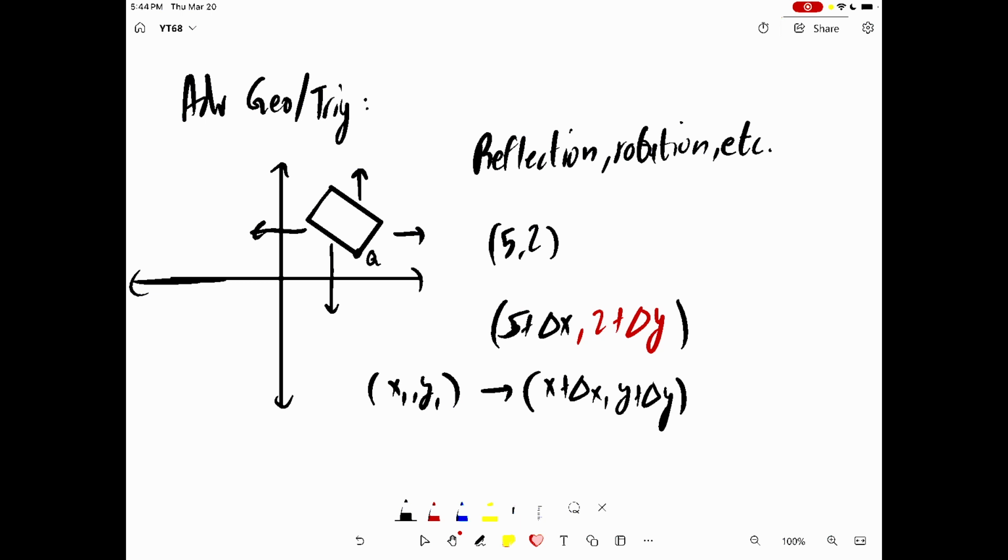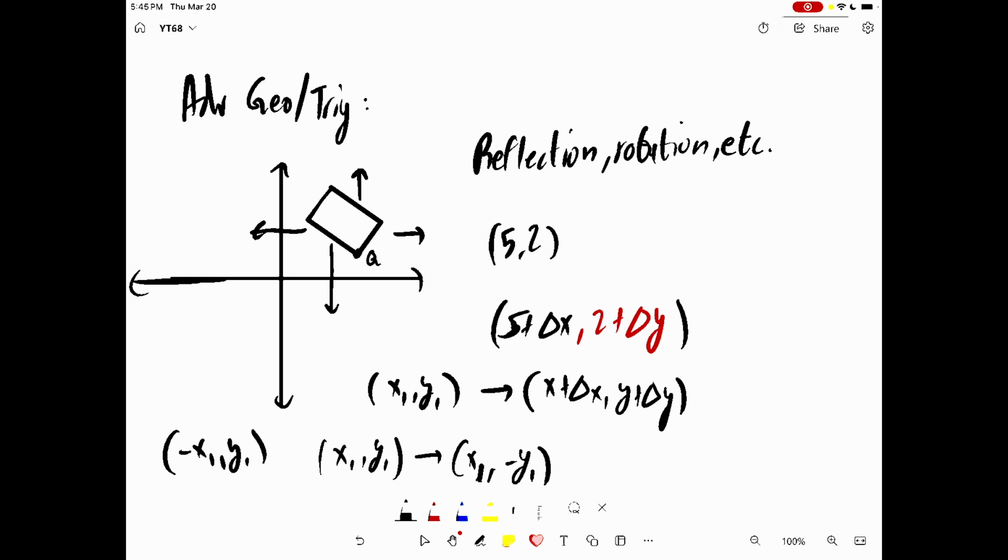Now for reflection, what we do is we have to choose which axis we reflect on. If we reflect on the x-axis, x1, y1 becomes x1, negative y1, and that's about it. But if we reflect across the y-axis, it becomes negative x1, y1. And yeah, that's about it for reflections.